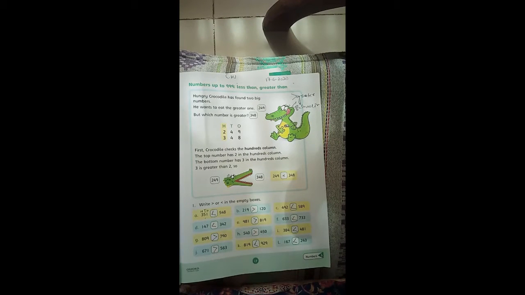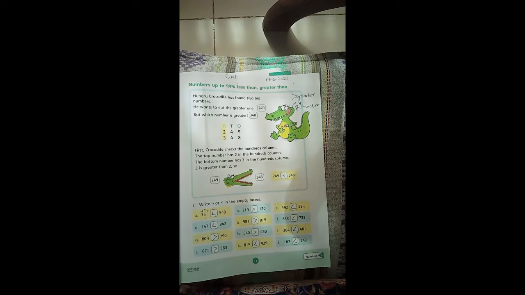First I discuss the example: a hungry crocodile has found two big numbers. He wants to eat the greater one, but which number is greater? In the example, there is a hungry crocodile who wants to eat the greater number. You can see two numbers here. The first is 249 and the second is 348. How do you compare which number is greater or lesser?